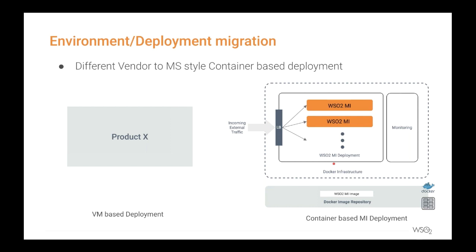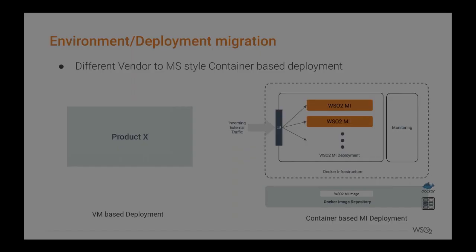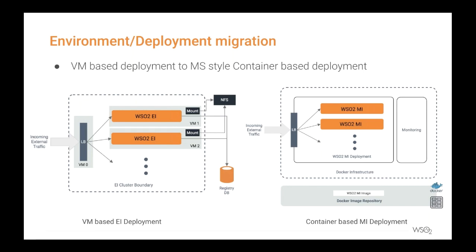Definitely your environment should cater a container based infrastructure to support Docker, and we should have some monitoring. Those things we are going to discuss in a later slide. And you may be migrating from ESB or already WSO2 products, ESB or WSO2 EI. In that case, you have to consider that ESB and EI are developed for a centralized style, and have a shared network file system that mounts to share artifacts. And also it has a registry DB.